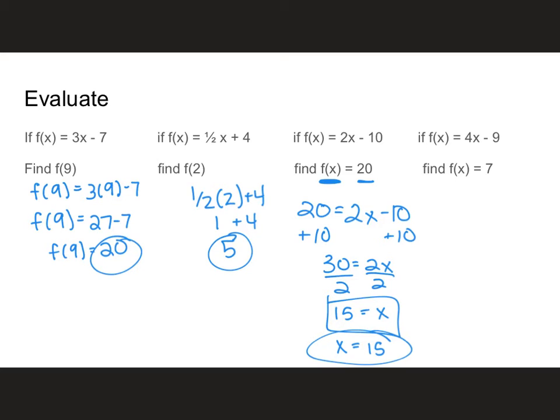Same thing for the next one. If f of x equals 4x minus 9, find x when f of x equals 7. So these two look very different, right? They're different. So we want to know this whole f of x, this whole thing right here, that equals 7. So we have to write it that way and solve it, just like a regular equation.